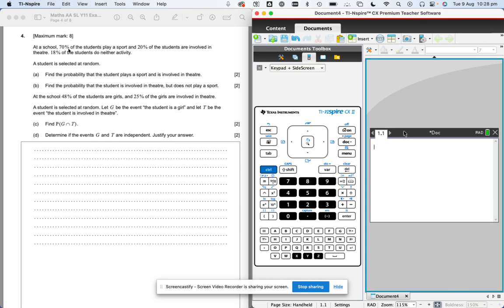So at a school, 70% of the students play a sport, 20% are involved in theatre, 18% do neither, and a student is selected at random. We have to find the probability that the student plays a sport and is involved in theatre.